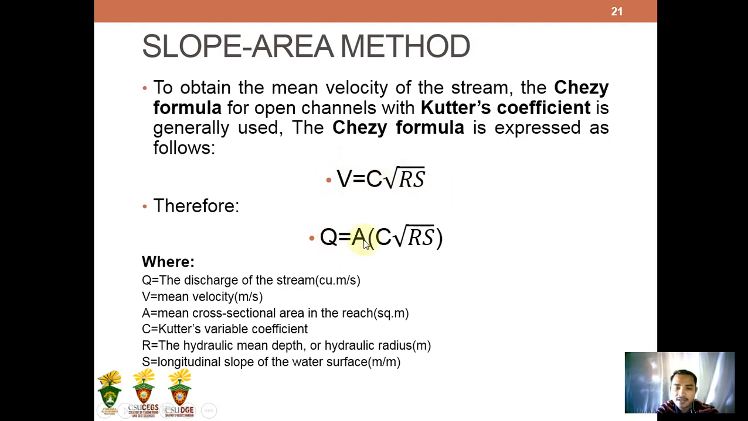So we can have discharge equals area times C times the square root of RS, where Q is the discharge of the stream in cubic meter per second, V is the mean velocity in meter per second, A is the cross-sectional area of the reach or the stream in square meter, C is Kutter's variable coefficient, R is the hydraulic mean depth or hydraulic radius in meters, and S is the longitudinal slope of the water surface, that is meter per meter.